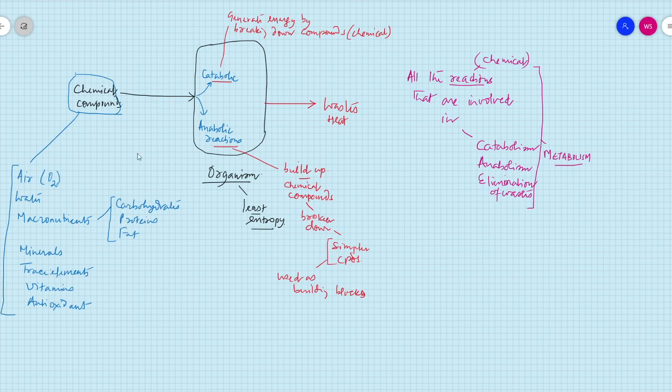So what we need to remember here is, in addition to these useful chemical compounds, compounds which are not typically useful physiologically, meaning not involved in the growth and development of the organism, also enter. Some chemicals which are not physiologically useful also enter into the organism. Such compounds are called xenobiotics. Xenobiotics are chemicals which are not useful physiologically.